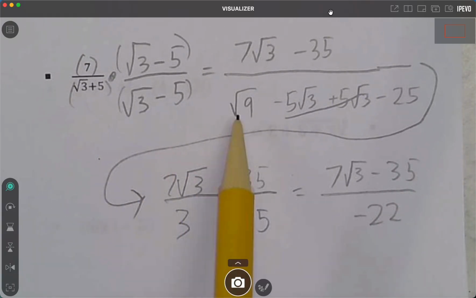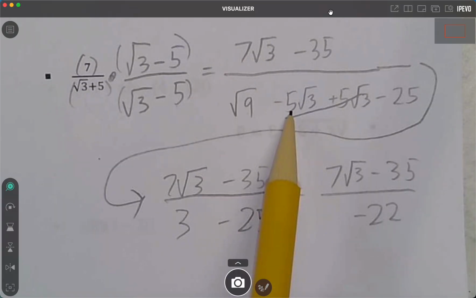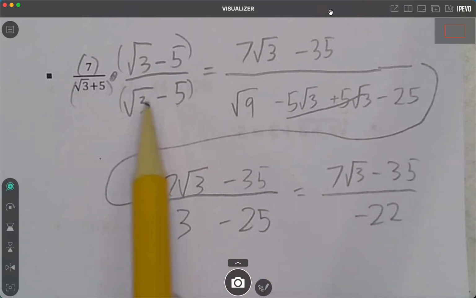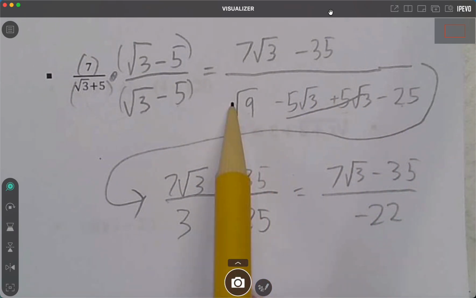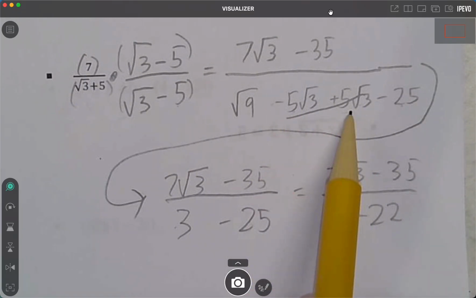We foiled root 3 times root 3 is root 9. Positive root 3 times negative 5 is negative 5 root 3. Positive 5 times positive root 3 is positive 5 root 3. 5 times negative 5 is negative 25. That's that foiling there. So again, what happened, root 9 is 3. The outer and inner, the O and I of the FOIL, cancel.